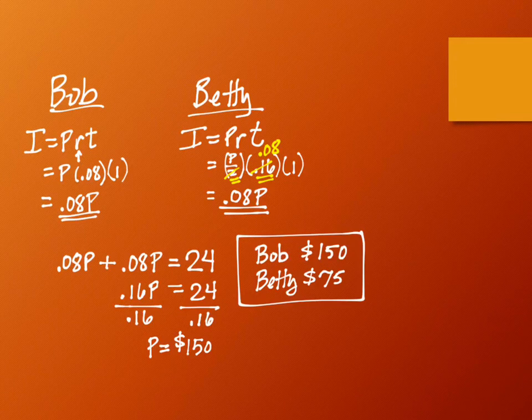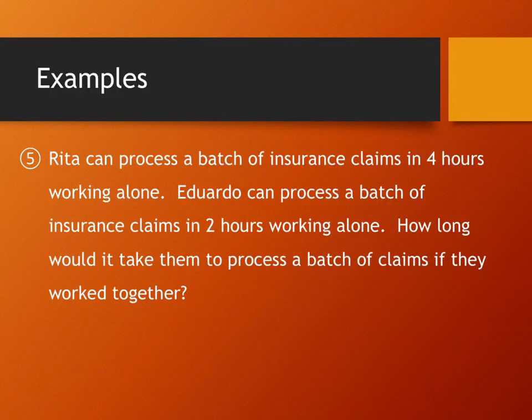All right, let's do number 5. Rita can process a batch of insurance claims in 4 hours working alone. Eduardo can process a batch of insurance claims in 2 hours working alone. How long would it take them to process a batch of claims if they worked together? So, what you should know when you look at this problem is that it's going to be faster than 2 hours. Why?